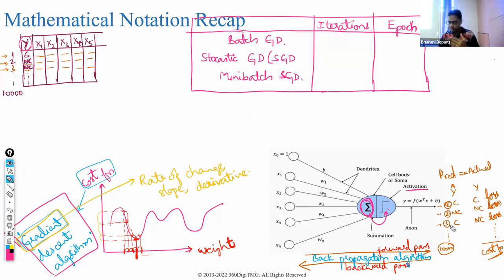For each observation, when you compare, you get something called a loss function. When you aggregate, you get the cost function. Take that cost function, go back and update the weights. Each time you update the weights, it is called one iteration. If you pass your entire training data set through your network once, if you pass all of the observations through your network, it's called one epoch.